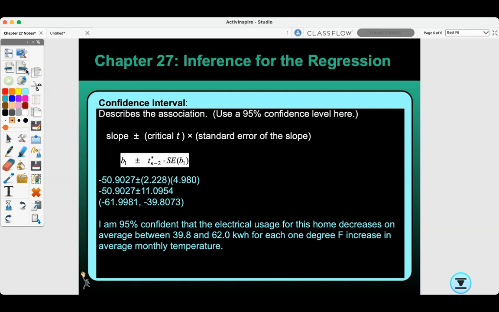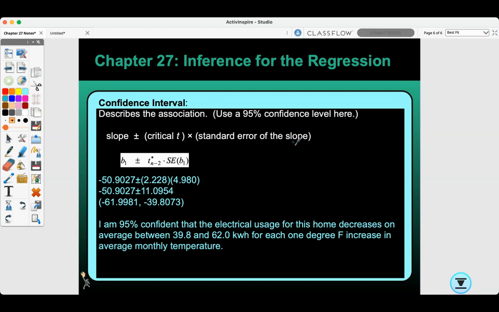Now we're going to find a confidence interval. This describes the association. So we're going to use a 95% confidence level here. And remember, it's slope plus or minus the critical t-value times the standard error of the slope. So here I have my formula. You must write the formula down, okay? And then you can plug the values in.